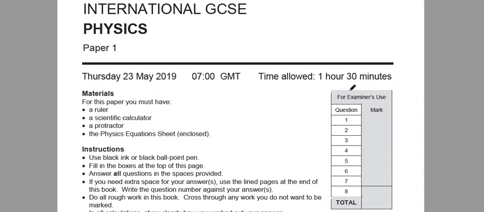Hi everybody, solving paper 1, 2019 May.